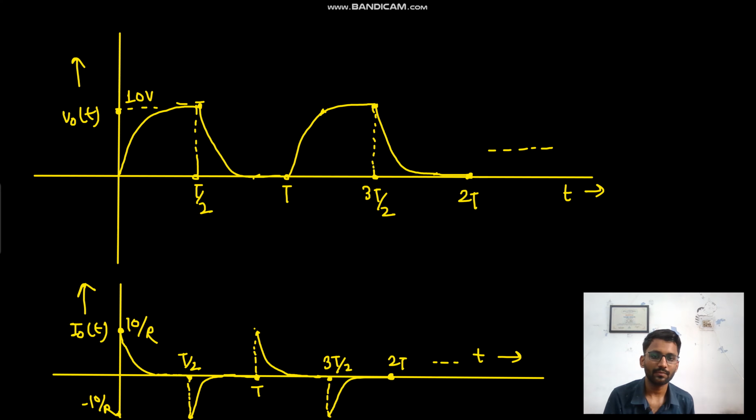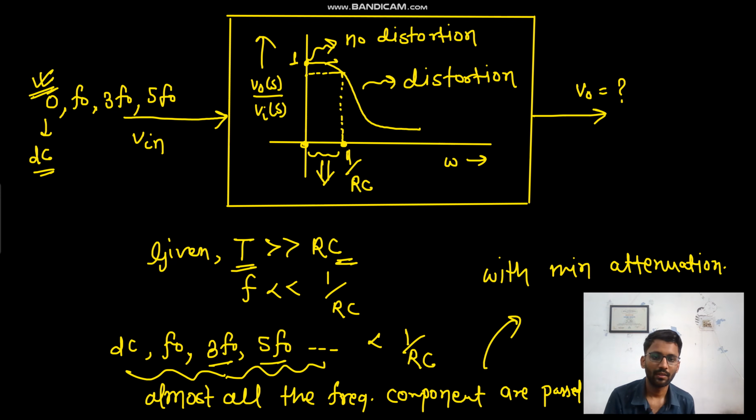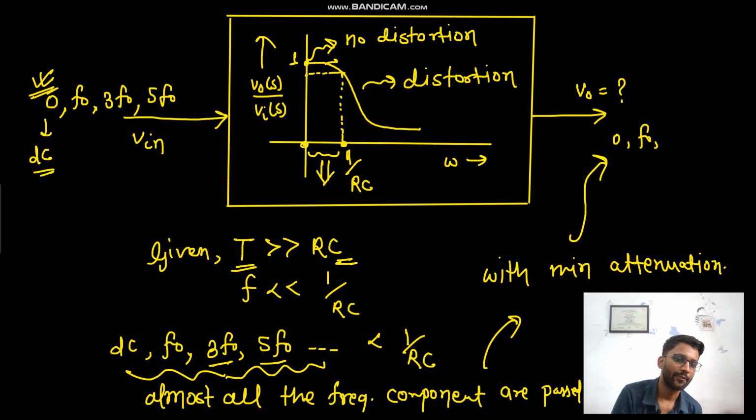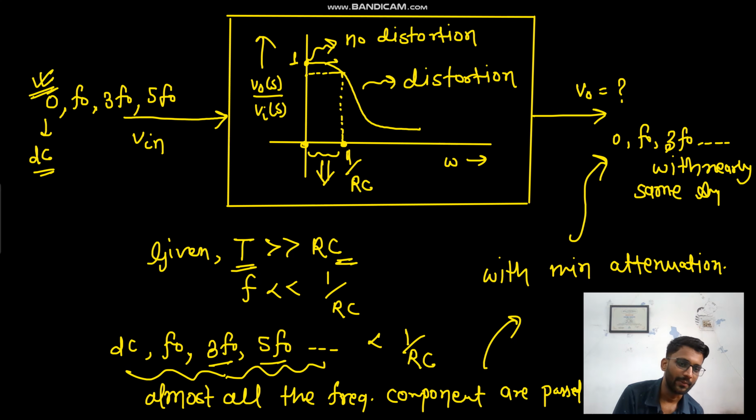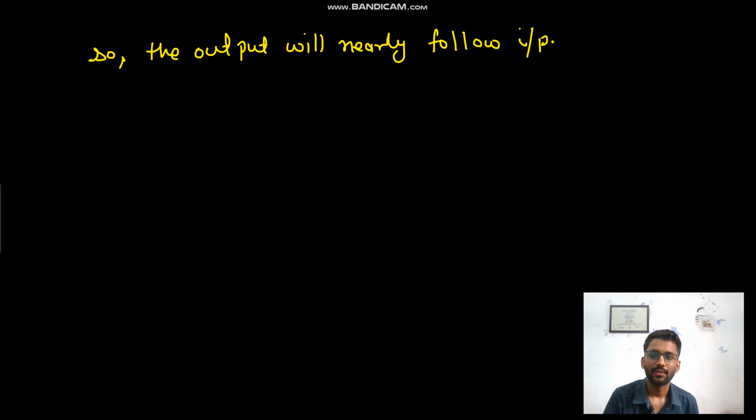Okay, since all the frequency components are getting passed, it will again have f naught, 3 f naught with nearly the same amplitude. Okay, with nearly the same amplitude it will be having these frequency components. So output will nearly follow input.